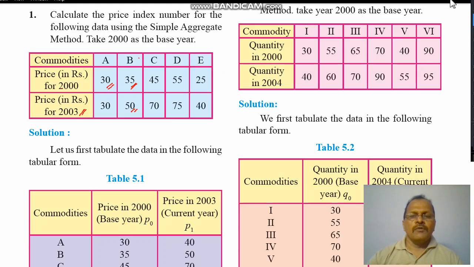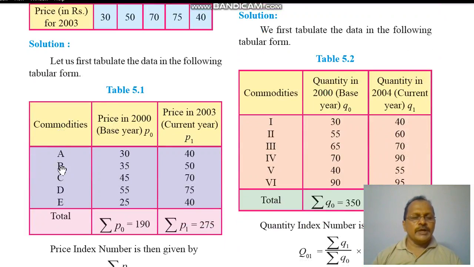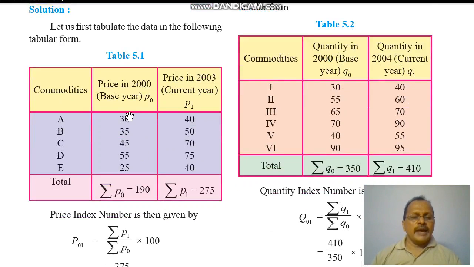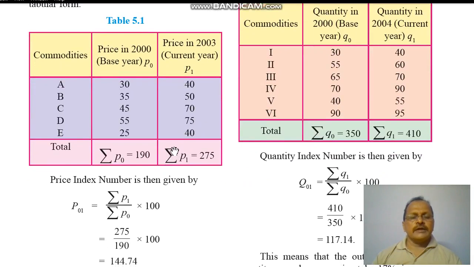Now, first of all, what we are going to do is make a table. We are going to write the commodities in the first column, prices in the base year P0 and prices in the current year P1. In the first column, add these 5 quantities. Addition of these 5 quantities gives me summation P0. And in the P1 column, add these current year prices, and that addition gives you summation P1. It is equal to 275.